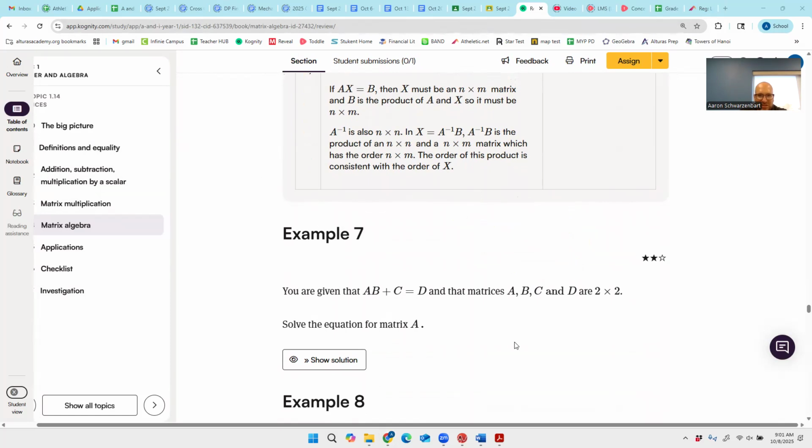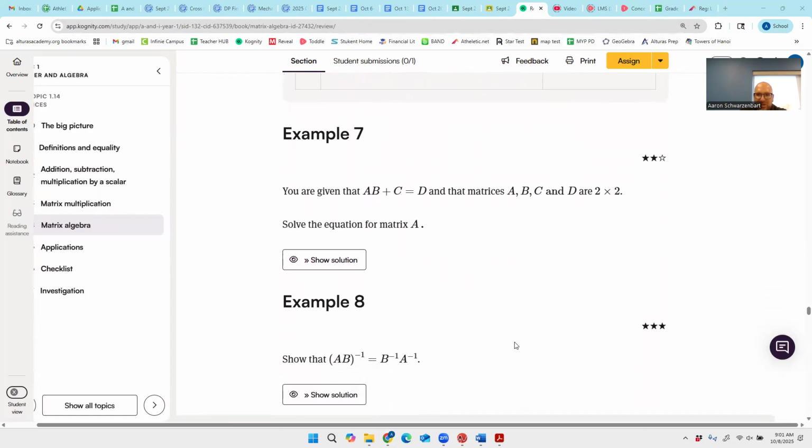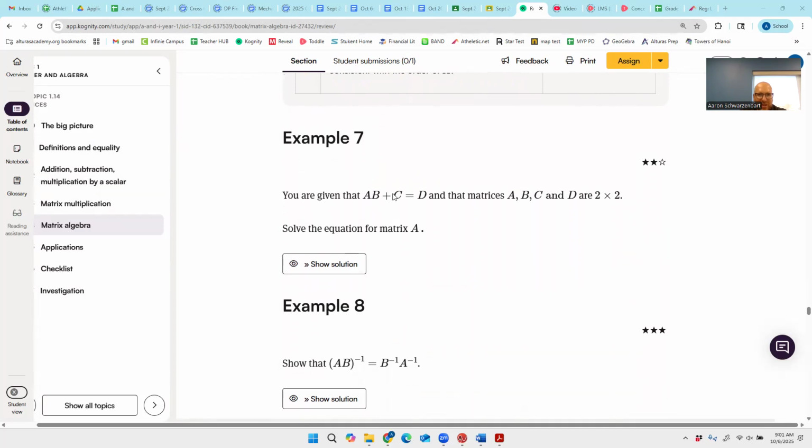We're going to go through these last two and save us a little time tomorrow. So you're given that AB plus C equals D, and that matrices A, B, C, and D are 2 by 2. Solve the equation for A. I can subtract matrices from any side. They're all the same dimensions, so this will work.